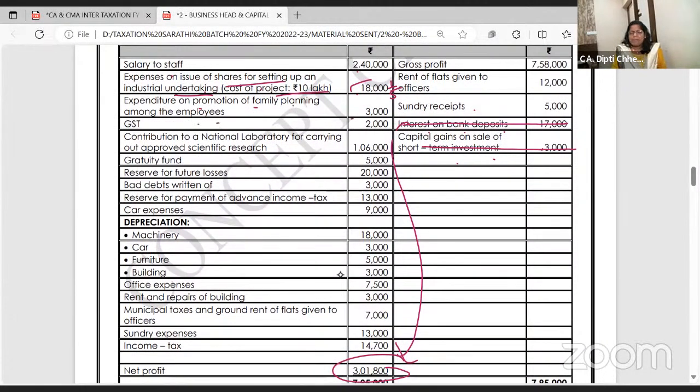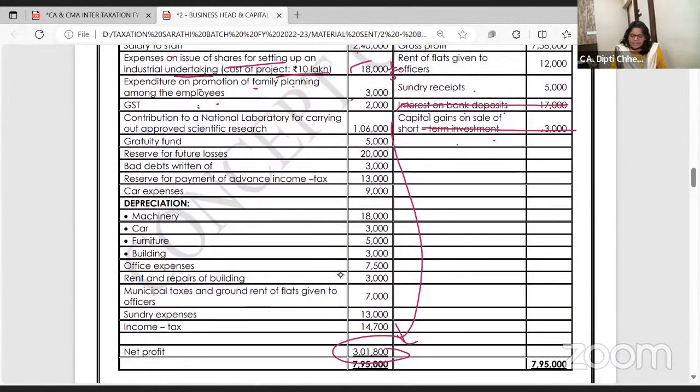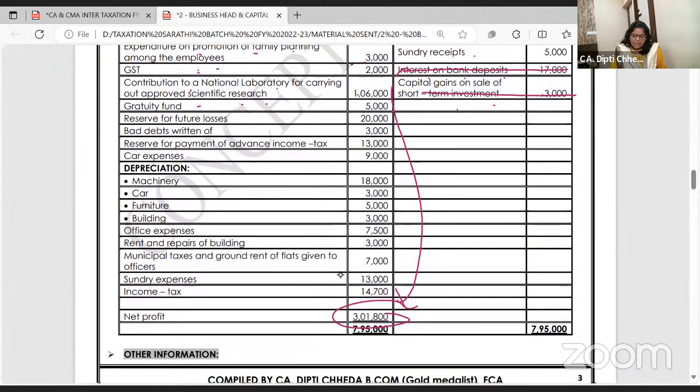Expenditure on promoting family planning expense. Now in family planning, what is allowed? Revenue completely. Capital 1/5 is allowed. This is usually asked in MCQs. Okay? GST is allowed. National laboratory you have donated for scientific research allowed. Gratuity fund is allowed if it is approved. Niche note mein diya. Reserve for future losses. No. Reserves, transfer to reserve, transfer to provision. These are not your actual business expense. So not allowed. If this expense is disallowed, what's the impact on profit? Profit will increase. So add.